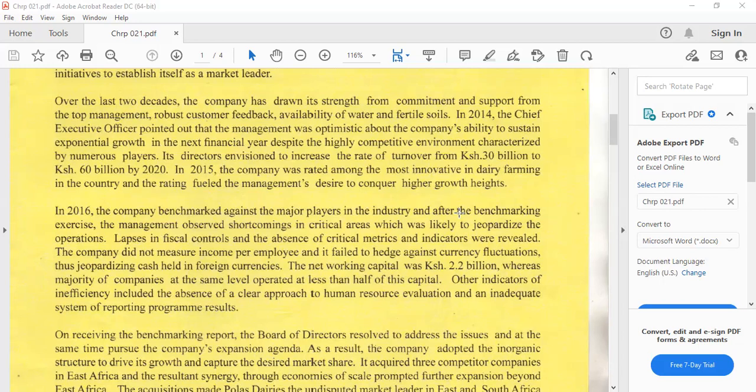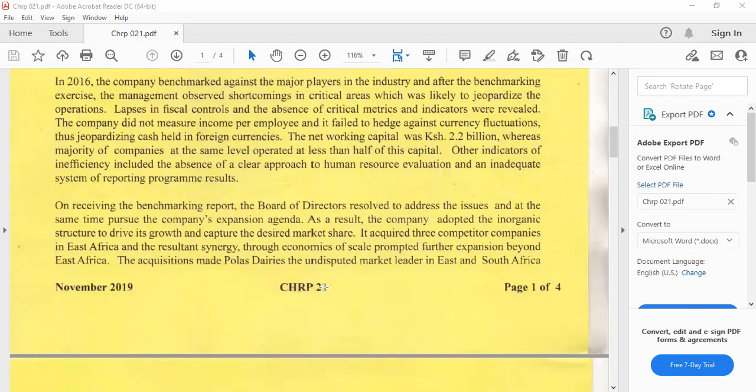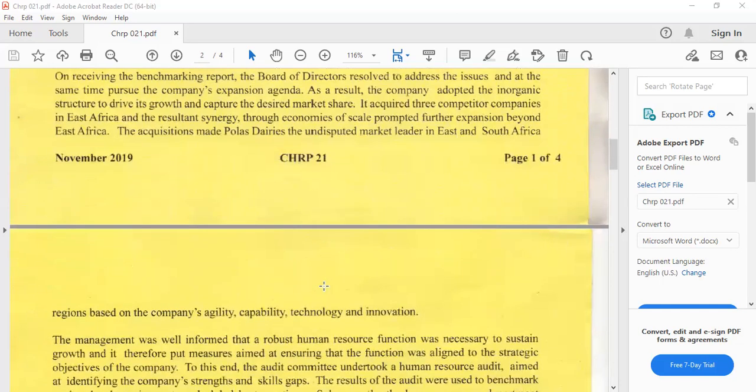As a result, the company adopted the inorganic structure to drive its growth and capture the desired market share. It acquired three competitor companies in East Africa, and the resultant synergy through economies of scale prompted further expansion beyond East Africa. The acquisition made Paula's Dairy an undisputed market leader in East and South African regions based on the company's agility, capability, technology, and innovation.